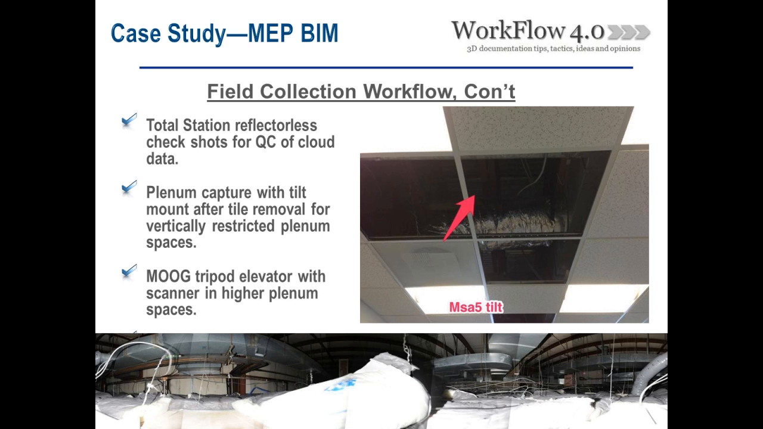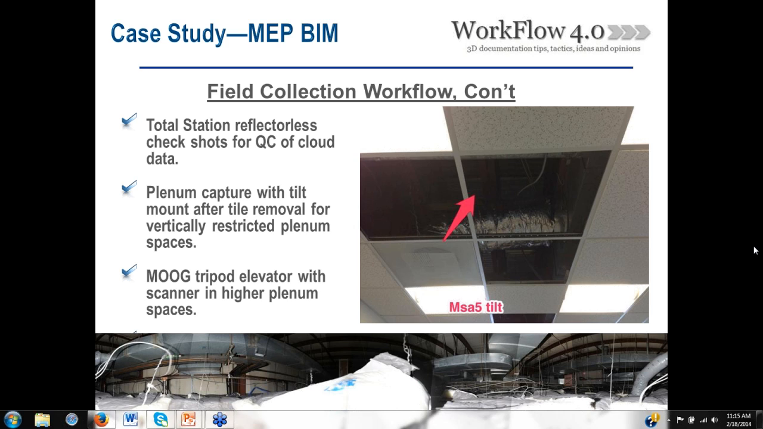So the field workflow was that we were to take total station reflectorless shots, and we were going to QC them on the registered point cloud data as our QC step, and then put a report together for WMATA on about 25 locations across the building to verify consistency of the data.